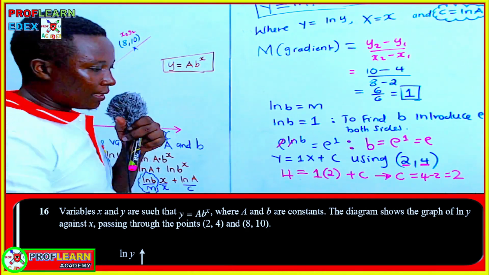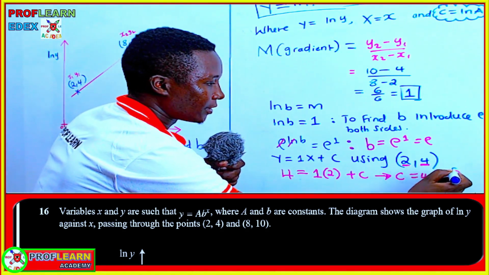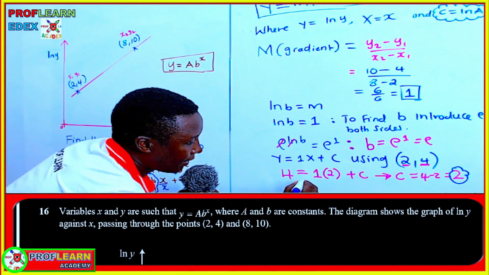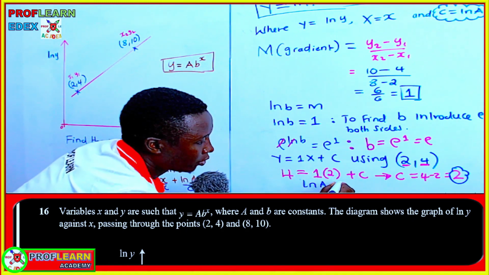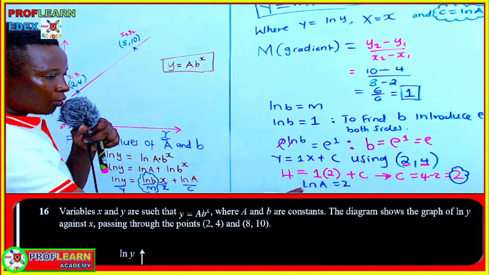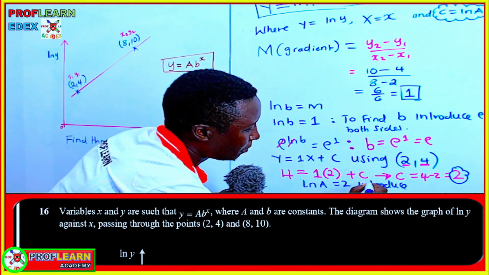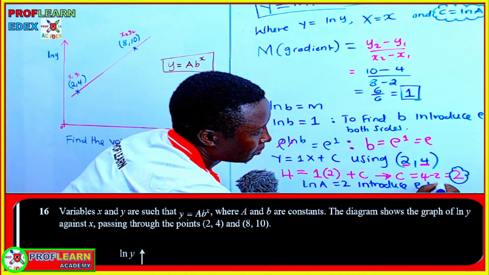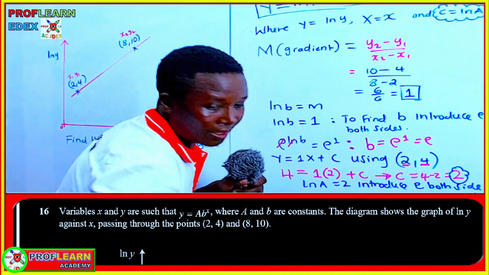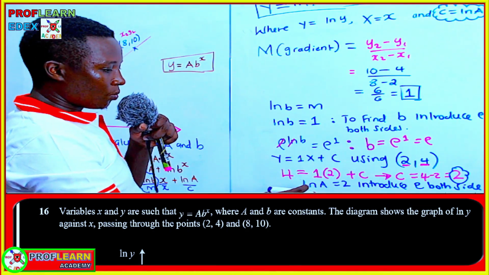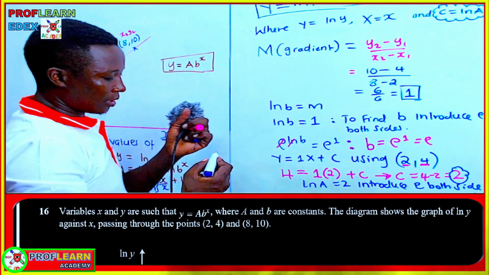Once we have gotten the value of c to be 2, we can now say that c equals ln of a. Then we can say now ln a equals 2. Then how can we find a? We are going to introduce e on both sides, meaning that we are going to raise these two to e. Let me just work it out.